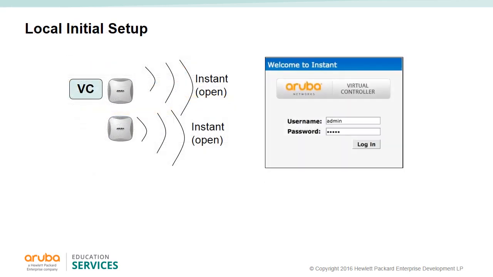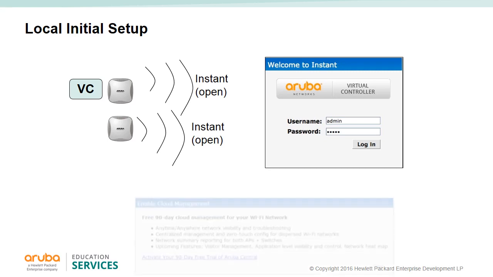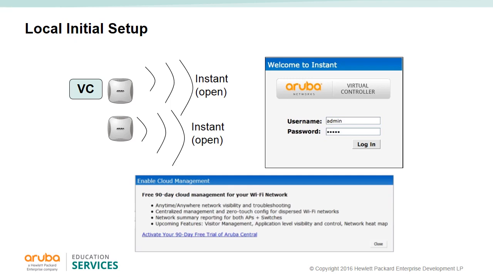For local deployments, the IPs will broadcast an open SSID. A client simply connects to the instant SSID of any IP in the cluster. The client will be redirected to the master AP website. Once connected, the client can log in using the default credentials admin. A pop-up window will appear offering a free 90-day trial to the Aruba Central Cloud-based management system.